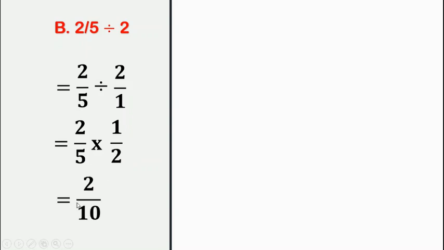So 2 and 10 have a greatest common factor of 2, so we need to divide. 2 divided by 2 is equal to 1. 10 divided by 2, it's 5. So the simplest form of our answer 2/10 is 1/5. Did you get the same answer? Very good. How about letter C?